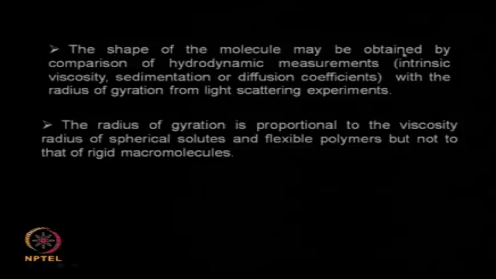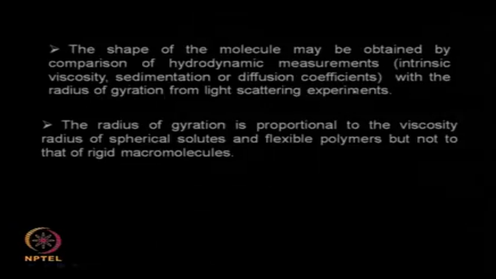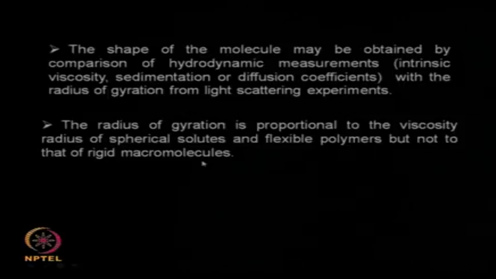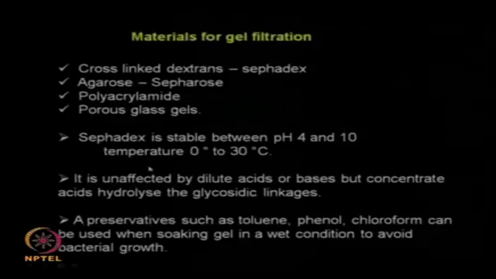So the shape of the molecule may be obtained by comparison of hydrodynamic measurements based on intrinsic viscosity, or we can do sedimentation studies, or diffusion coefficients, and then try to get the radius of gyration from light scattering experiments. The radius of gyration is proportional to the viscosity radius of spherical solutes and flexible polymers, but not to that of rigid macromolecules. Okay. So if you have the viscosity radius of spherical solutes, then that will be proportional to the radius of gyration, but if it is a rigid macromolecule, we cannot use that term actually.